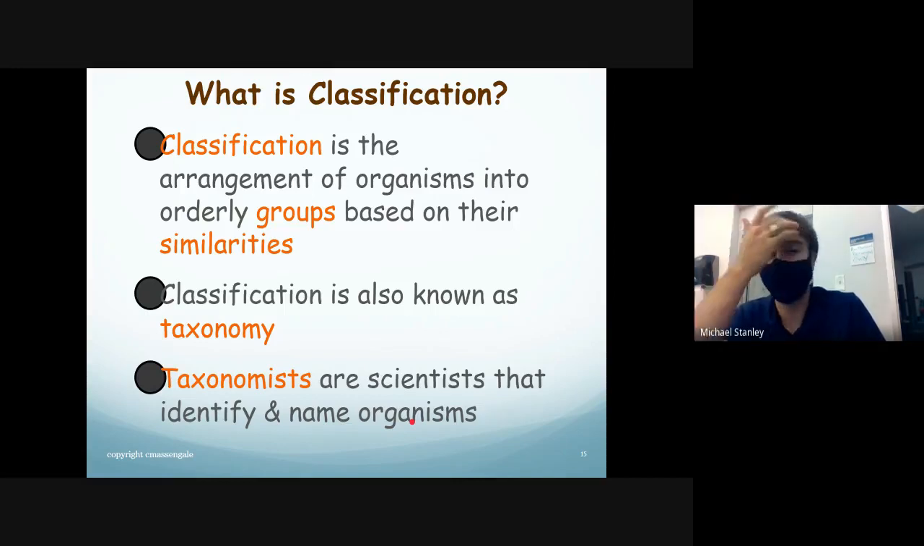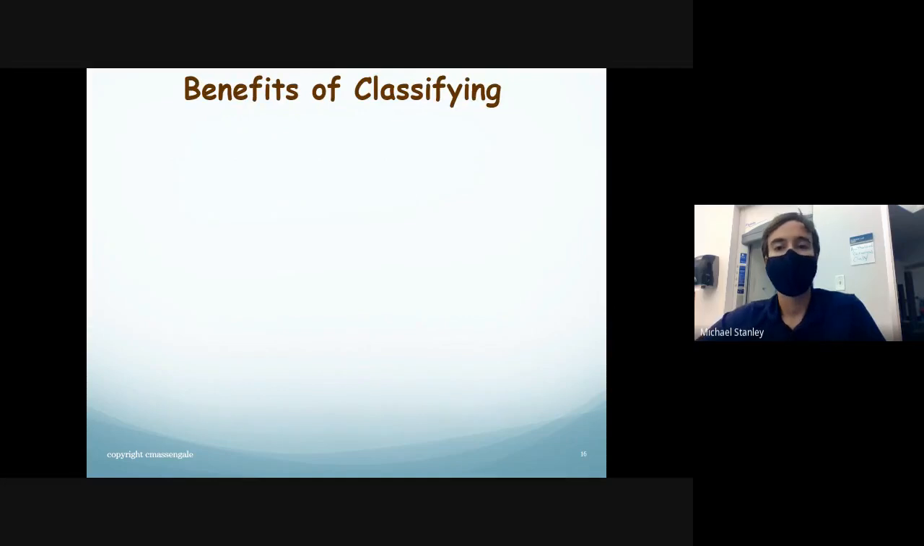So not only does it have its common name, like a monarch butterfly or a chimpanzee or a green anole lizard, organisms also have scientific names that are unique to that organism. And we'll talk about those in a little bit. There are a whole bunch of different reasons why it is really useful to classify organisms, figure out exactly which group they belong to, and give them their own specific scientific name.